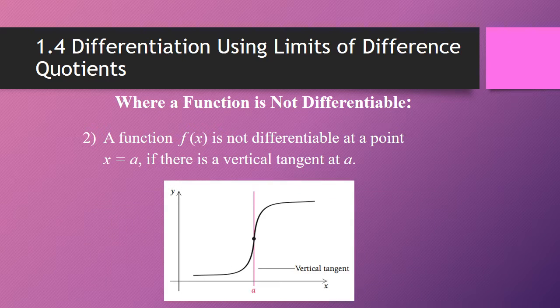The second concern is where you have a vertical tangent. Why can't you take a derivative there? Derivative is the slope of the tangent line. A vertical line has an undefined slope. So if your tangent line is vertical, the slope is undefined, therefore it has no derivative. Can't take a derivative there.